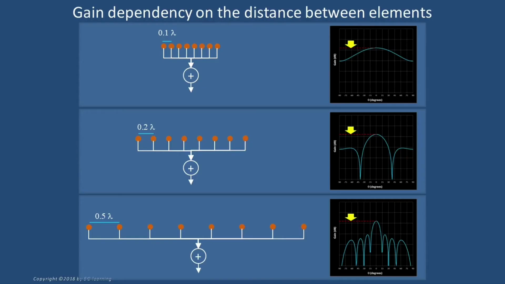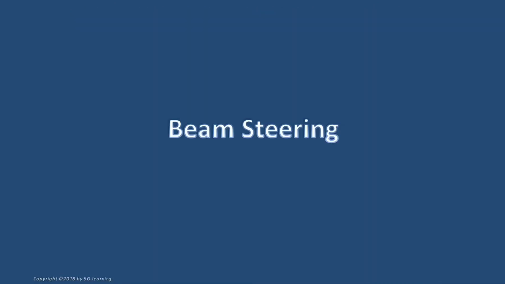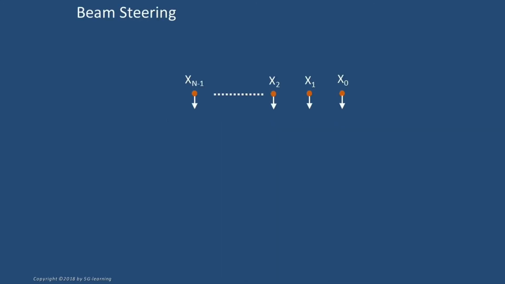In summary, as the inter-element distance increases, the maximum array gain does not change, but the main lobe width becomes narrower, therefore increasing the array directivity. Beam steering. One of the benefits of antenna arrays is the capability to focus the energy emitted to or received from a given direction. This property is known as beam steering. In this section, we will describe the corresponding mechanism, presenting some examples and discussing its limitations.